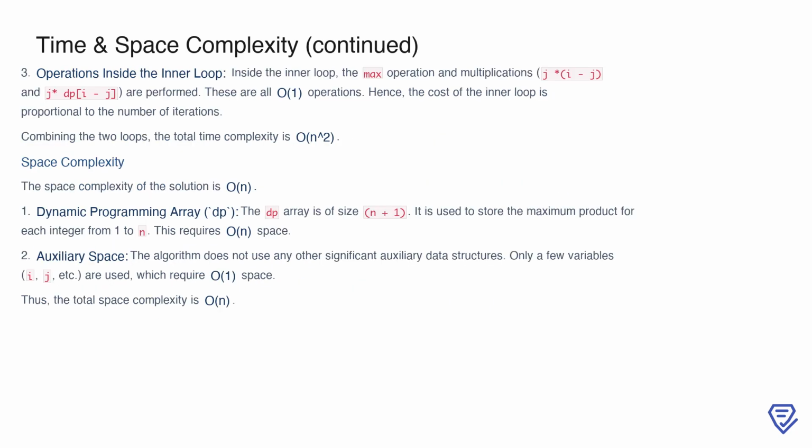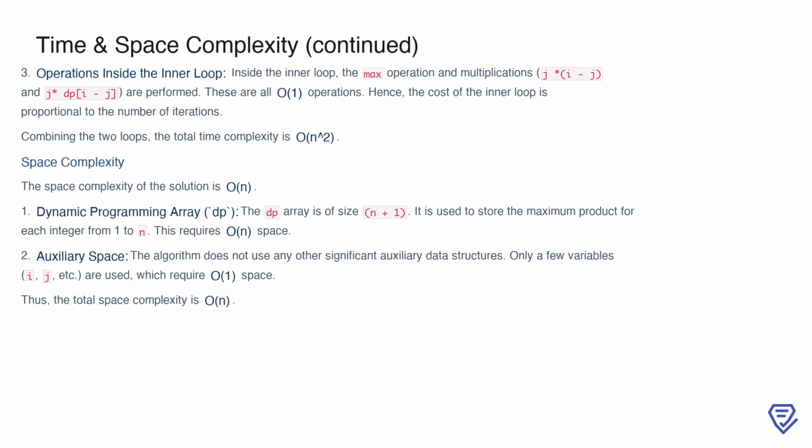Within the inner loop, we perform operations such as the max function and multiplications like j times (i minus j) and j times dp[i minus j]. Each of these operations is constant time, or O(1). Therefore, the total cost of the inner loop is directly proportional to the number of iterations it executes. When we combine the behavior of the two loops, the quadratic growth of the arithmetic series dominates, so the total time complexity remains O(n squared).